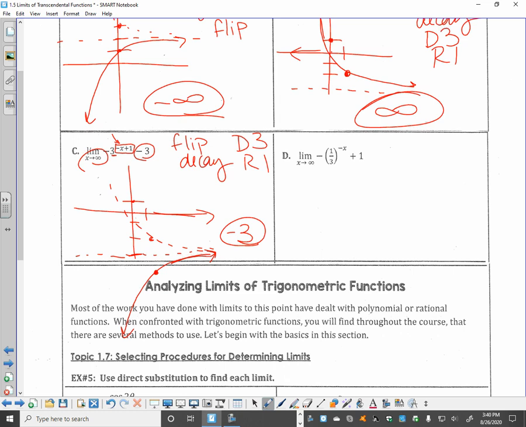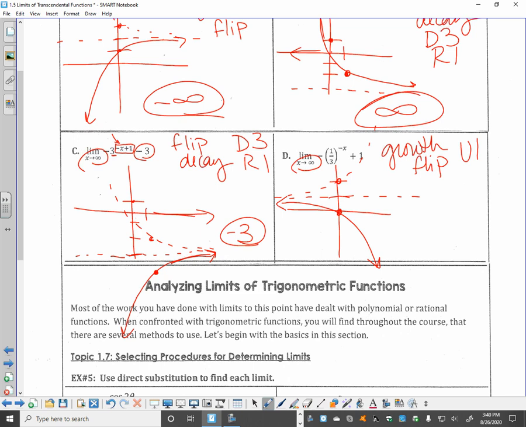This 1/3 is normally decay, but the power has a negative on its x, so now it's growth. There's a flip, and we are up 1. Okay, so up 1, asymptote, growth, but gets flipped. Headed to positive infinity, so he's headed to negative infinity.